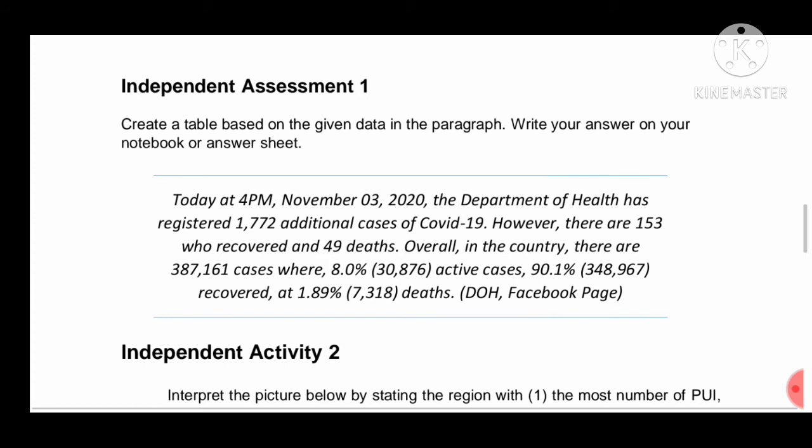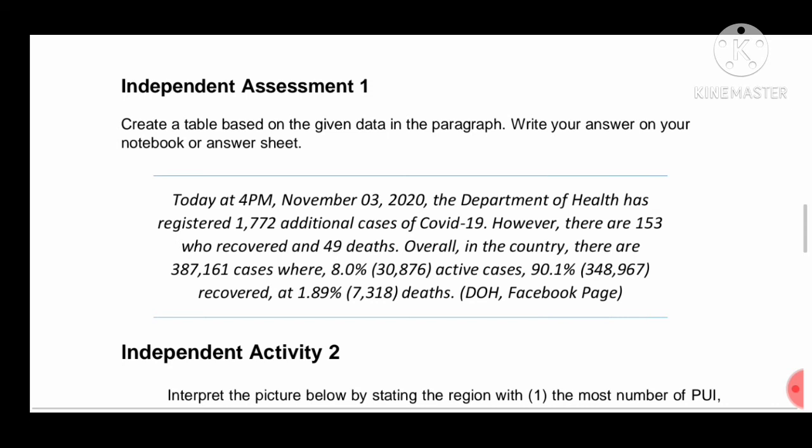So you need now to create a table based on the given data in the paragraph. A while ago, you analyzed the table and answered the questions. In here, in independent assessment 1, you need to create your own table based on the given data in the paragraph. So write your answer on your yellow paper. So let me read the information, okay?